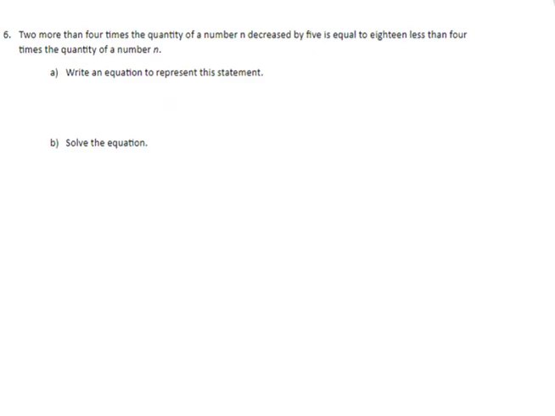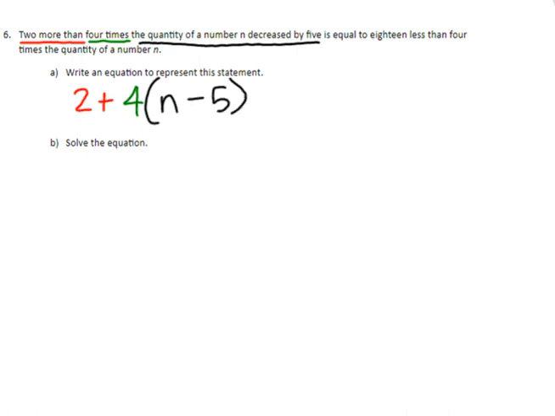All right, next up, we are translating some words into an equation. So we'll just break it down. 2 more than would be 2 plus. 4 times, there's just going to be 4 multiplied by something. Quantity of means we're going to have parentheses. So n decreased by 5, n minus 5. Then we have is, that tells us where the equal sign goes. Or actually, is equal, they're both there, is equal to.